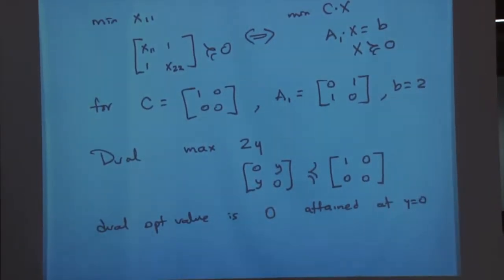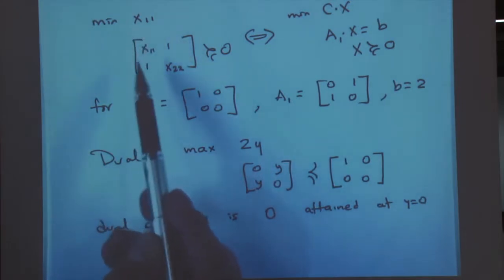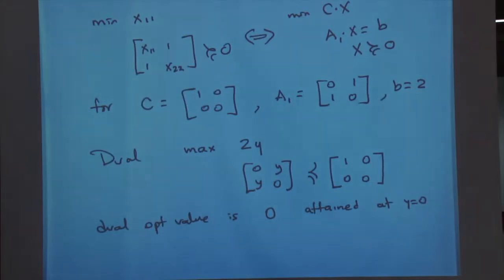What about the primal problem? What is the optimal value for the primal problem? I want this matrix to be positive semi-definite, right? I have 1, 1 in the off-diagonal, and I'm free on how I set the diagonal elements. Okay? So think about that for a moment.